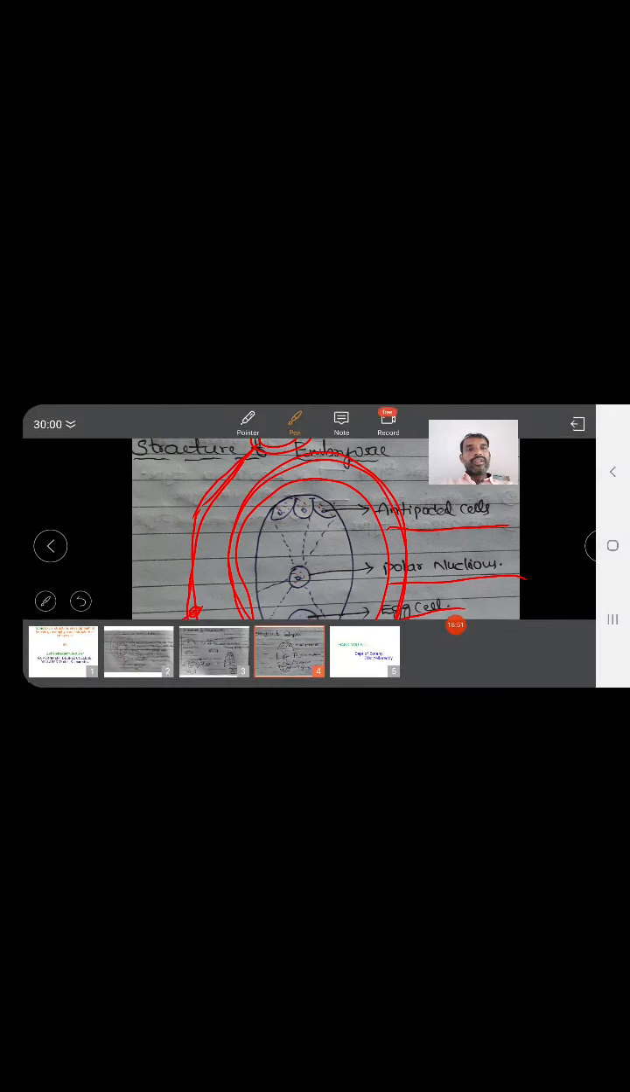In the pollen tube we can observe two male gametes, the first male gamete and the second male gamete. The first male gamete fuses with the egg cell. This is the egg cell. The second male gamete fuses with the polar nuclei, and that is triple fusion.